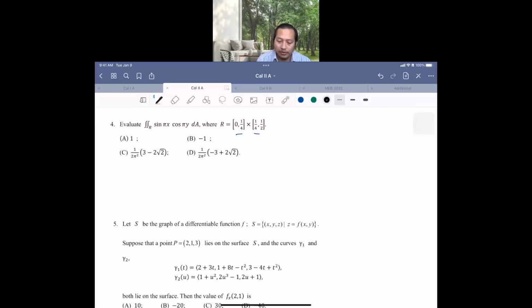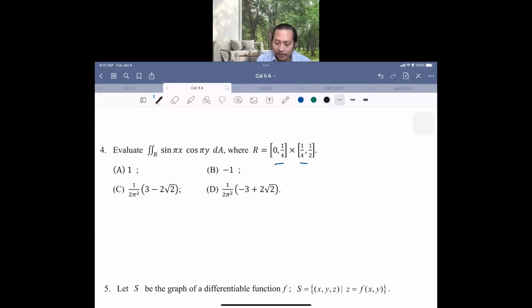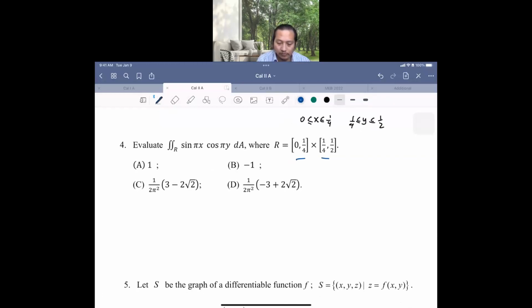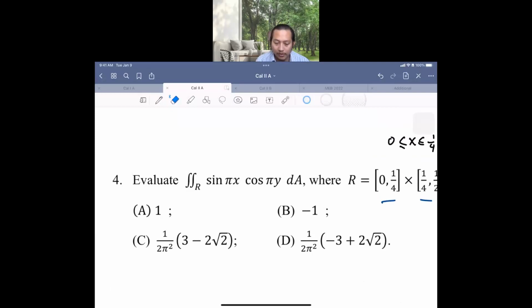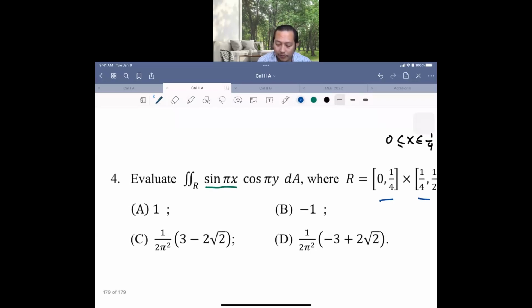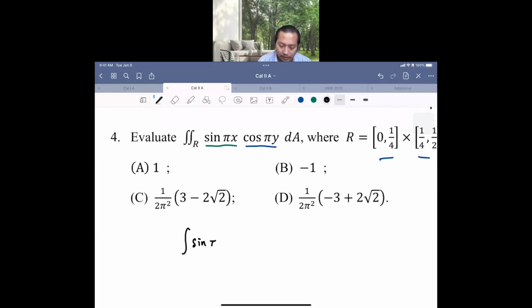For number 4, if you see from the subject, x is from 0 to 1 over 4, and y is from 1 over 4 to half. If you look at the function inside the double integral, we have sine pi x and cos pi y. These two functions are grouped by x and y, and by the theorems we have for the double integral, we can integrate separately. So we can take sine pi x dx and then cosine pi y dy.